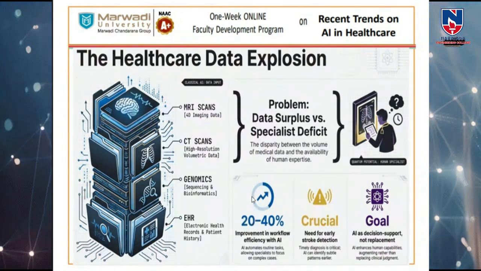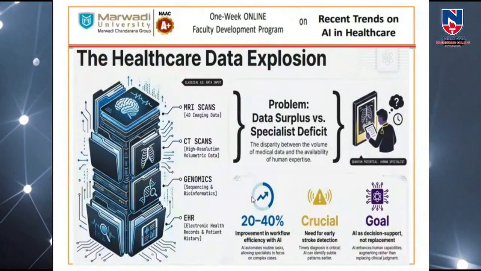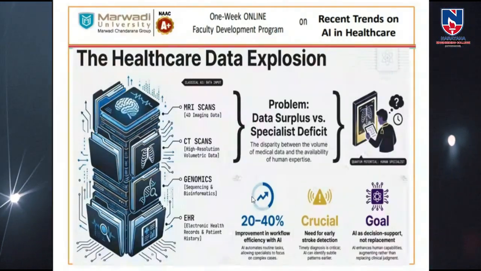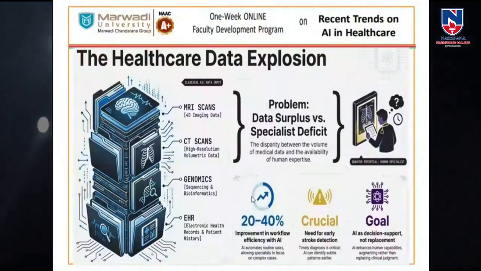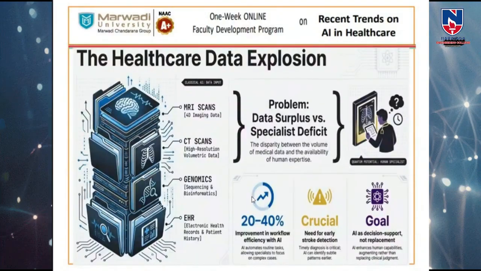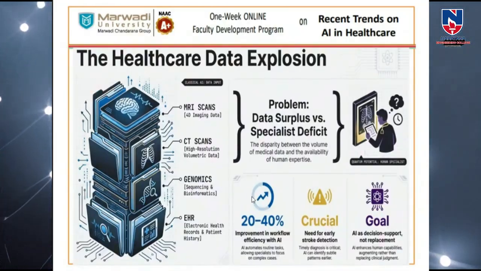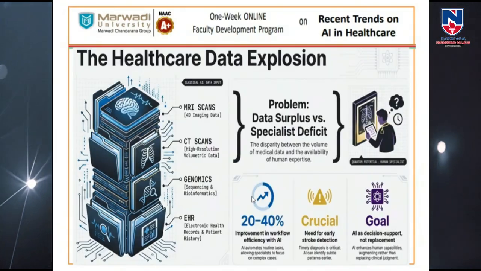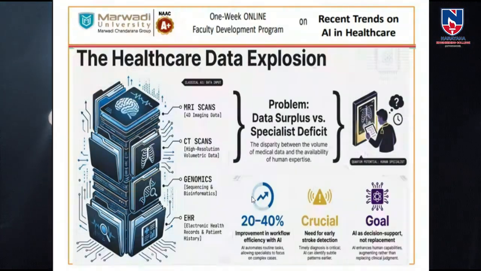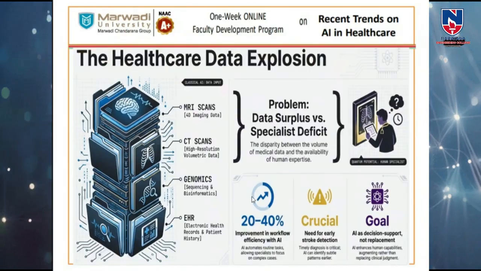That means sequencing and biometric information, electronic health records, patient history. As you know, in addition to the symptoms from the MRI scan and CT scans, we need to consider the patient history also while taking a decision. I think all of you might know. That means there's a lot of information you are supposed to analyze before going to the clinical decision making.